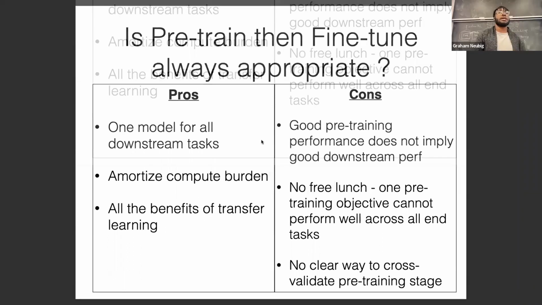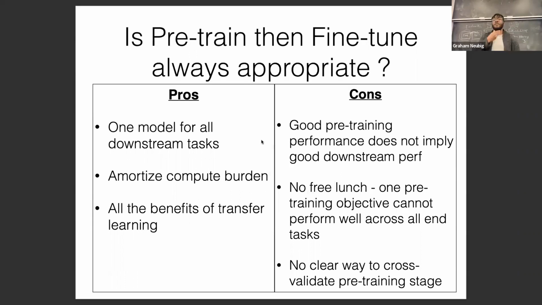Okay, cool. And then the other thing too is that there is no clear way to cross-validate your pre-trained model, right? You have this kind of disjoint process where you are optimizing one pre-trained objective, but the main goal of pre-training is for you to do well on some downstream tasks. But a priori, you don't know what downstream tasks you are going to do well in. So how exactly do you cross-validate your model? There is no clear direct way to actually perform cross-validation on your model when you're doing pre-training.